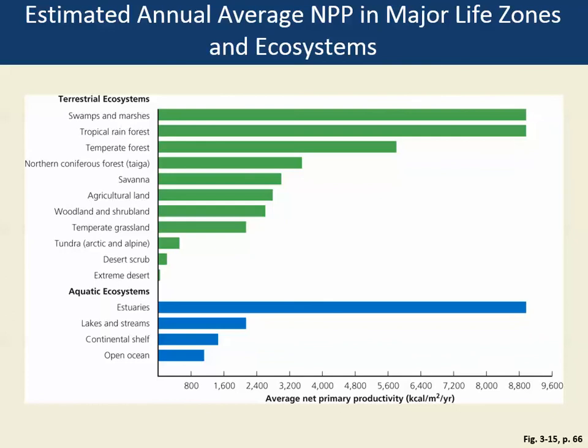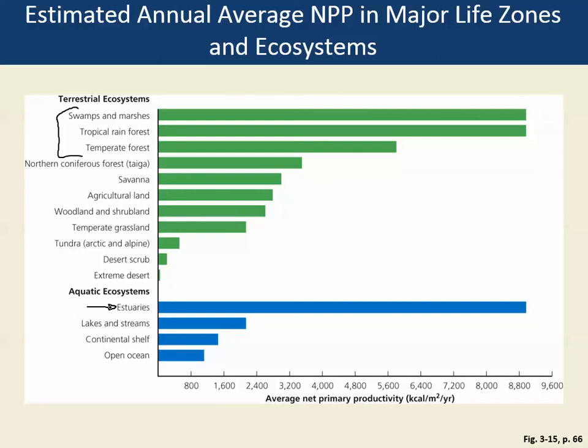Here's a diagram from your book, and it talks about the net primary productivity in major life zones and ecosystems on the planet. You'll see that swamps and marshes, tropical rainforest, and temperate forest are the top 3 terrestrial ecosystems with regard to net primary productivity. And estuaries is number 1 in terms of average net primary productivity per year.